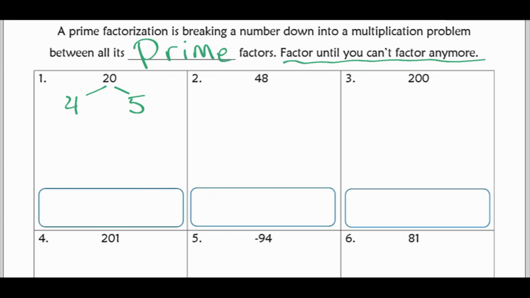5 doesn't break down anymore. I'm going to circle them. When you get down to the end of one of these, I'm going to call that a factor tree, the end of one of these limbs of the factor tree, circle them.